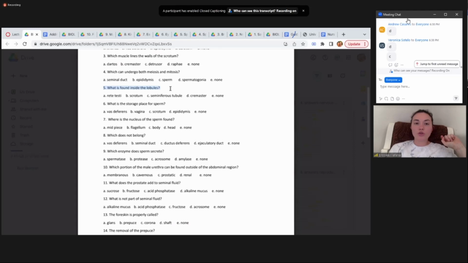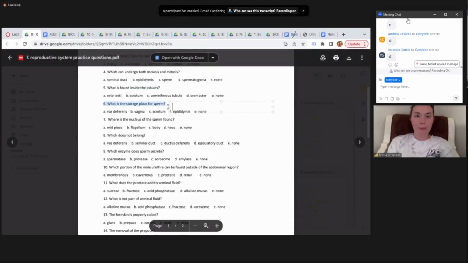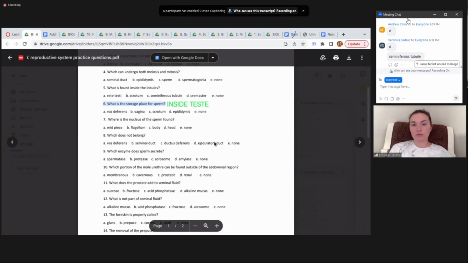Good. 6, what is the storage place for sperm? Good, the epididymis. What is the storage place for sperm inside the testis? This is like a fill in the blank. Can anybody answer that? The seminiferous tubule makes the sperm, but where do those seminiferous tubules collect or get together? Inside the testis. Outside the testis is the storage place, the epididymis.